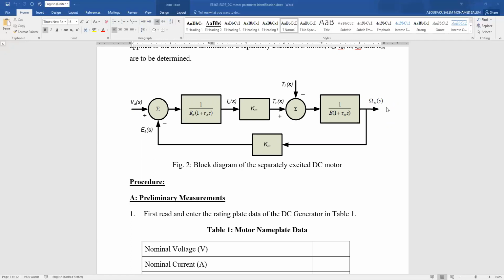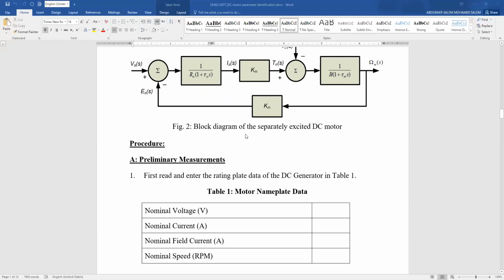And this is what we are going, inshallah, to describe in the next experiment. How can we do that without getting the motor parameters? It's impossible. So, in order to control the machine speed, we need first to identify the motor parameters. So this is the main aim of identifying the machine parameters.